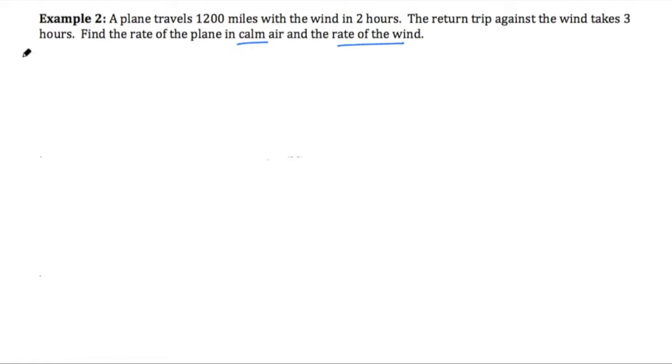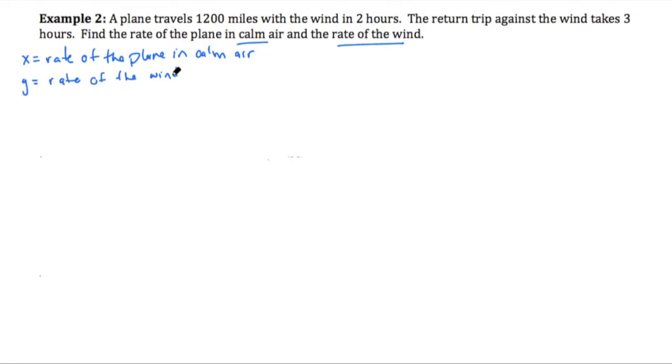So let's go ahead and say x is the rate of the plane in calm air. So if there was no wind at all, how fast would the plane go? Y will be the rate of the wind.